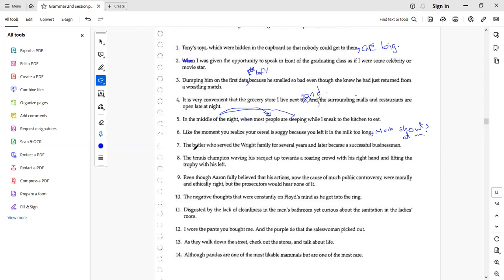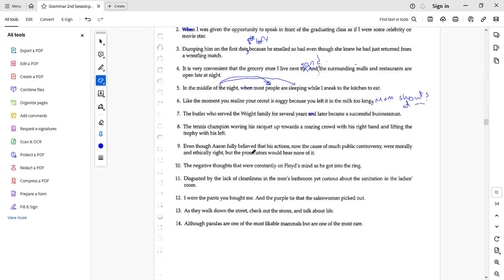Myrna: "The butler who served the right family for several years and later became a successful businessman." We can delete one thing. Bravo. Delete "and." So: the butler who served the right family for several years later became a successful businessman. So we have "butler became a successful man" as the independent clause, and "who served the right family for several years" as the dependent one. Perfect.